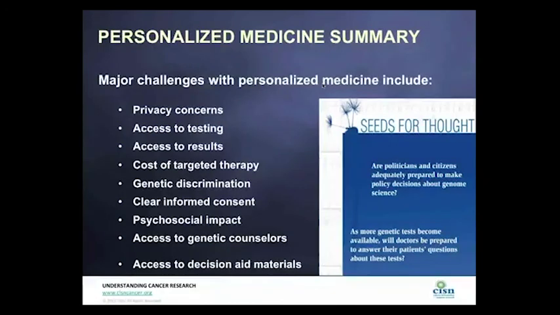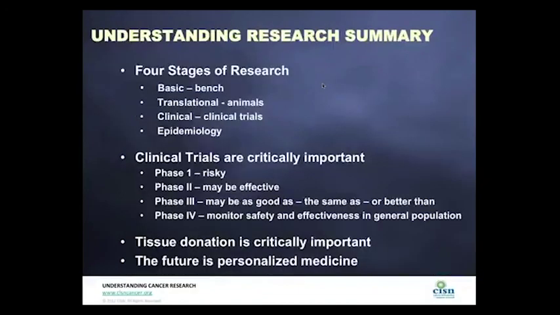So let's just go through a summary. I know I rushed through this last part, but we're getting a little bit late. But in summary, we've talked about the four stages of research. Now there's basic, that's the bench research. There's translational, which is animals. There's clinical, which is the clinical trials, and there's epidemiology.